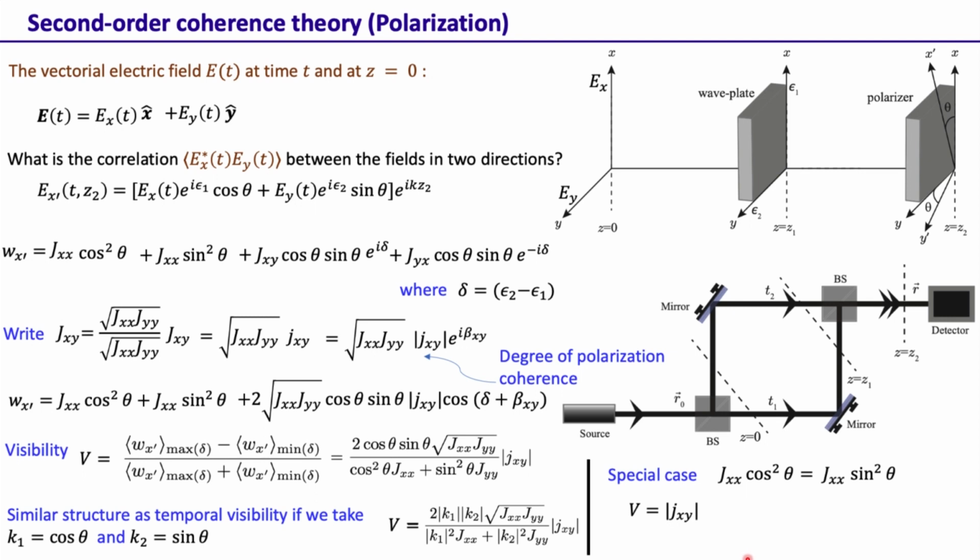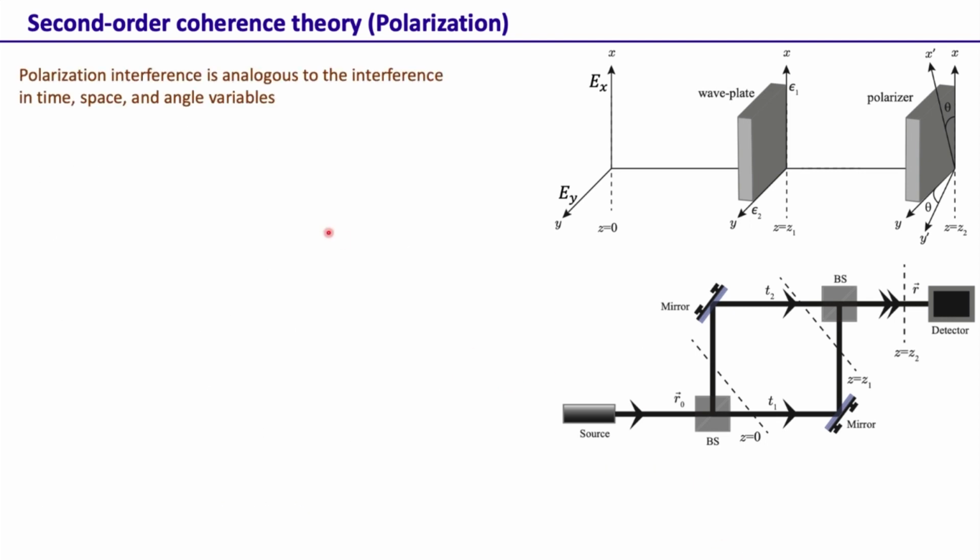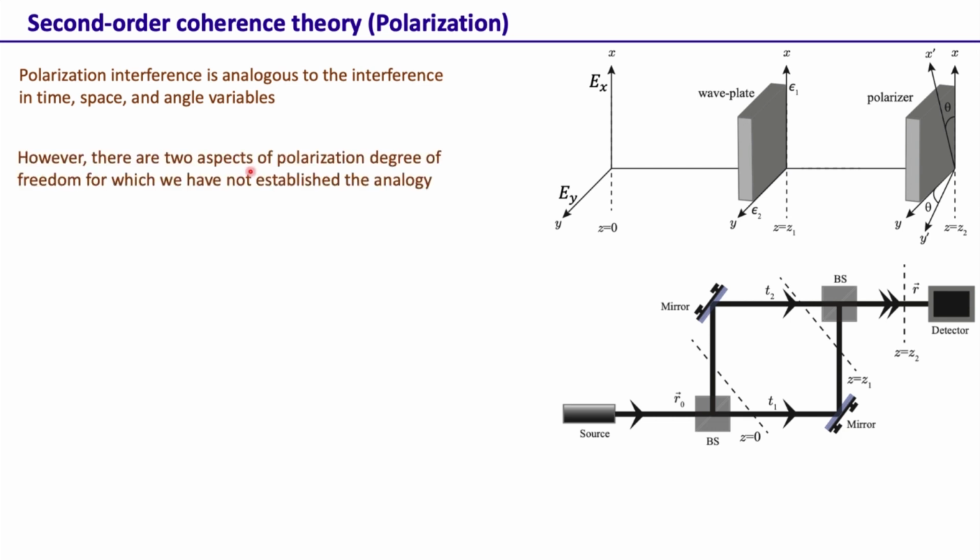Okay, so far we have looked at polarization interference in a very analogous manner as we did interference in time, space and angle. So far it looks like polarization interference is pretty much the same as time, space and angle. So is there anything that is different in the two? In fact, there are two aspects that we have not discussed for the polarization degree of freedom so far.